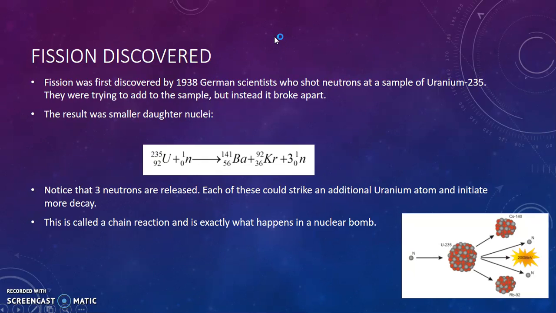The first time fission was discovered was in 1938 by German scientists who actually shot neutrons at a sample of uranium-235. They were actually trying to add to the sample, but instead it broke apart. So the result was smaller daughter nuclei. You can look at the equation below and see that uranium split into other daughter nuclei or different elements. Notice that 3 neutrons are released. Each of these could strike an additional uranium atom and initiate more decay. So this is a chain reaction, and this is what actually happens in a nuclear bomb.